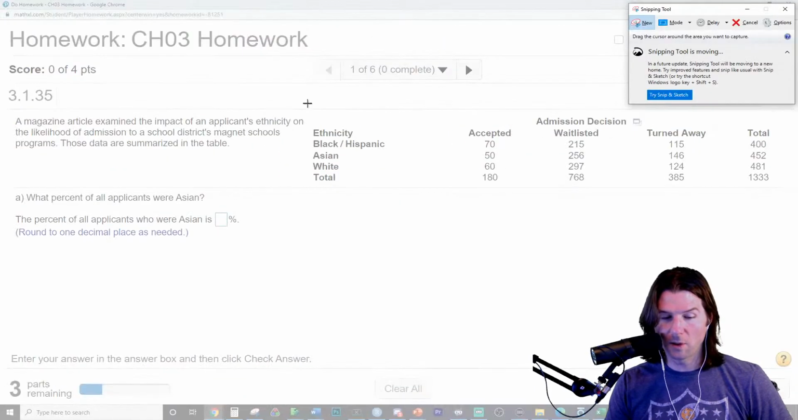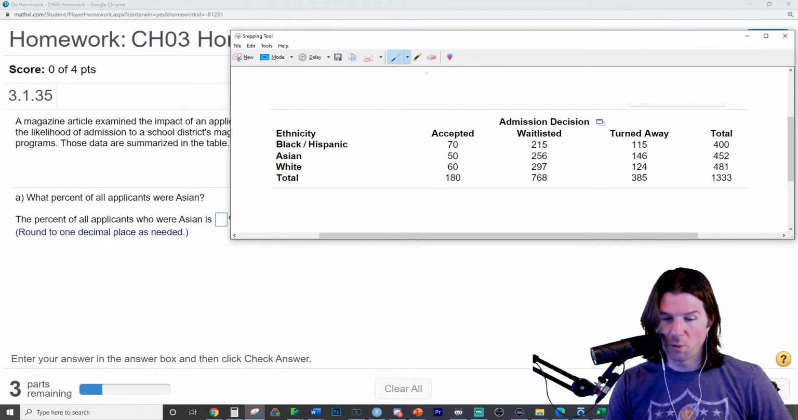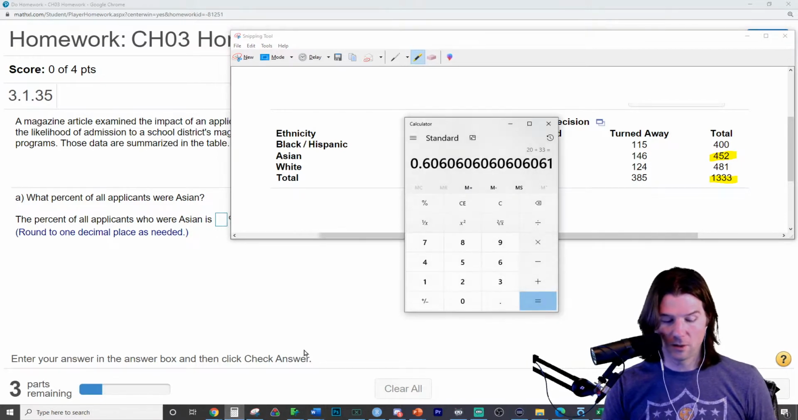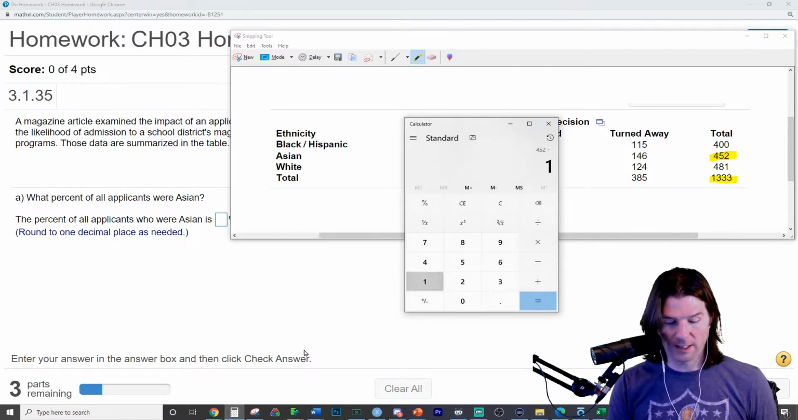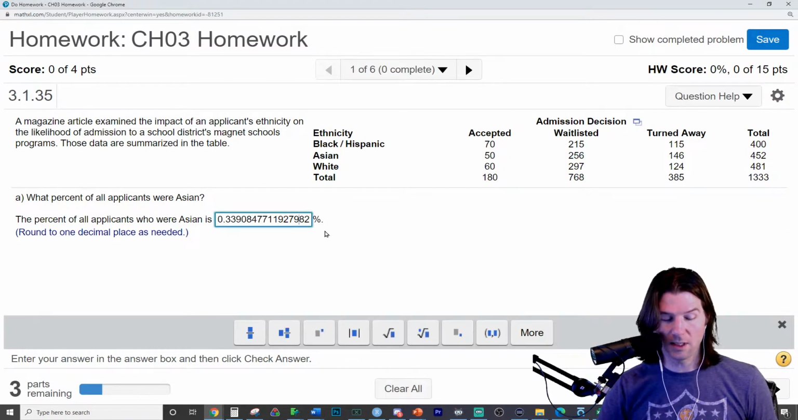And you're looking at the marginal display for this, which is the display in the margins. So what percent of the applicants are Asian will be these numbers here. It's the display in the margin. So there is what percent of the applicants are Asian. So 452 divided by, there we go. We're going to copy, we're going to paste. It wants it as a percentage.